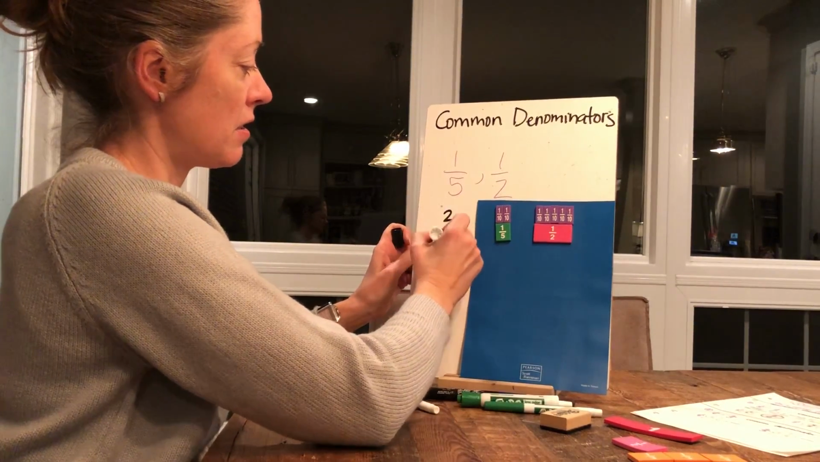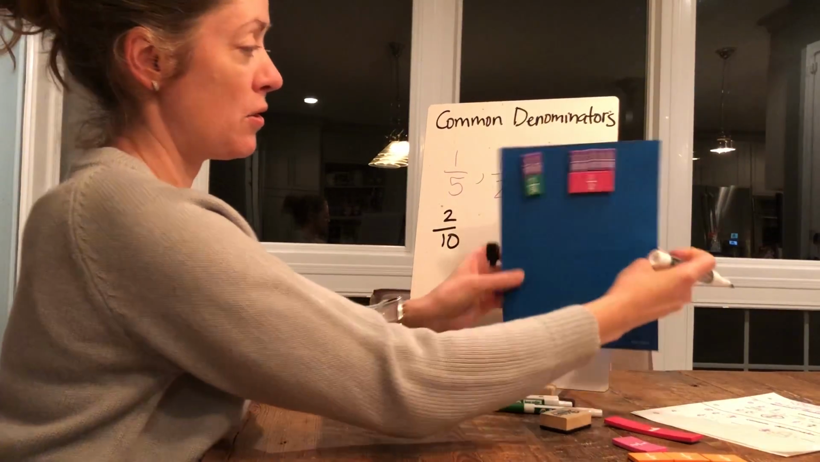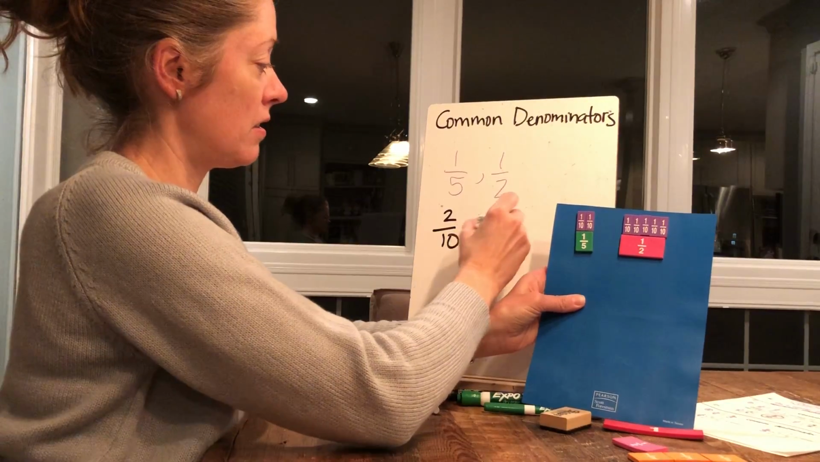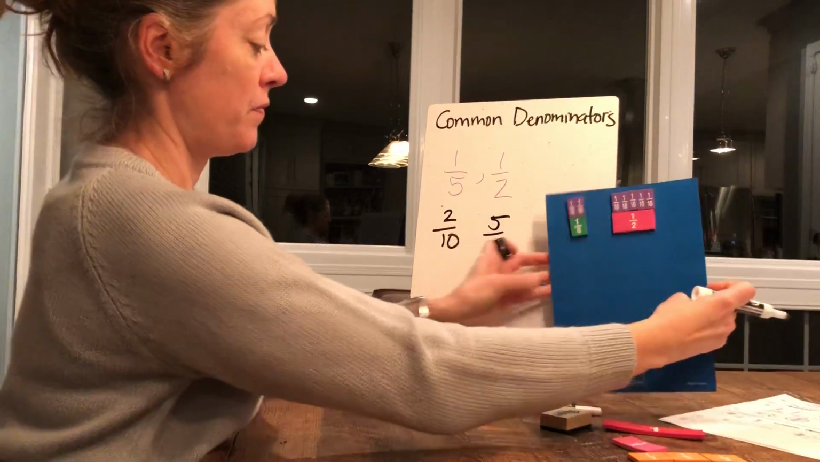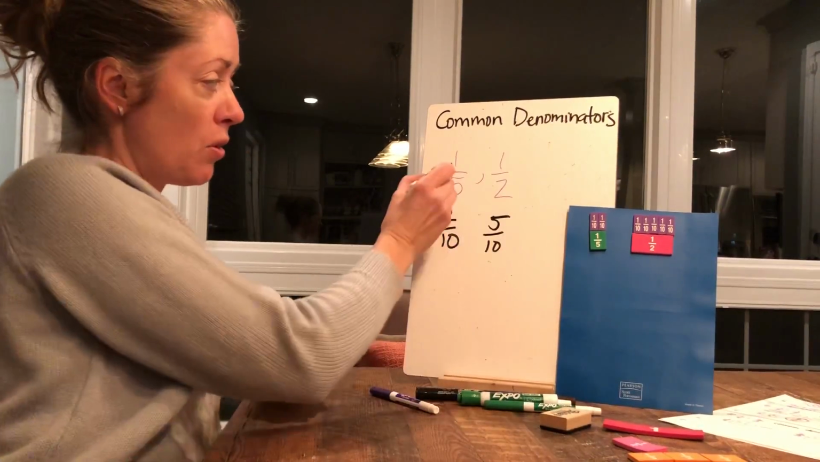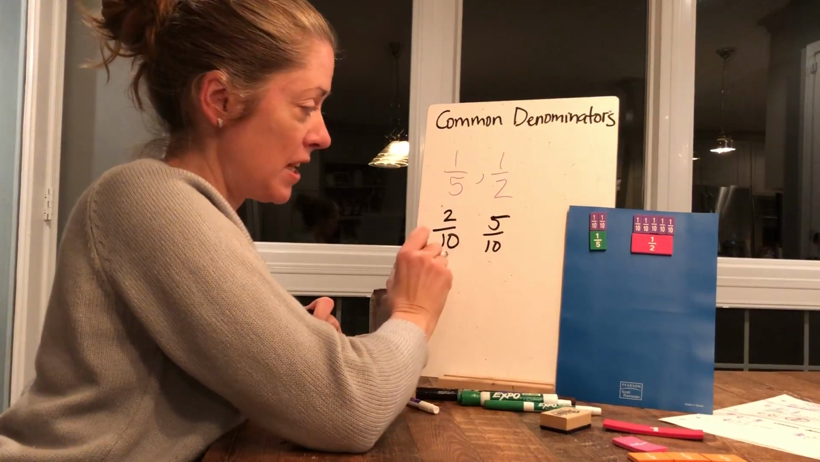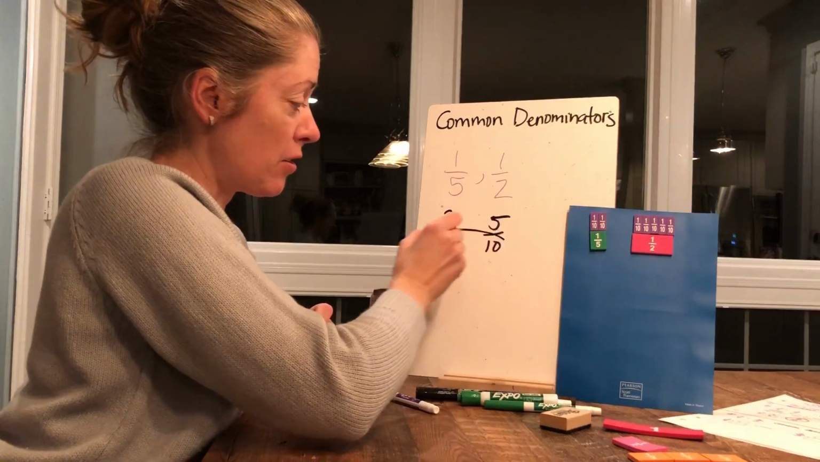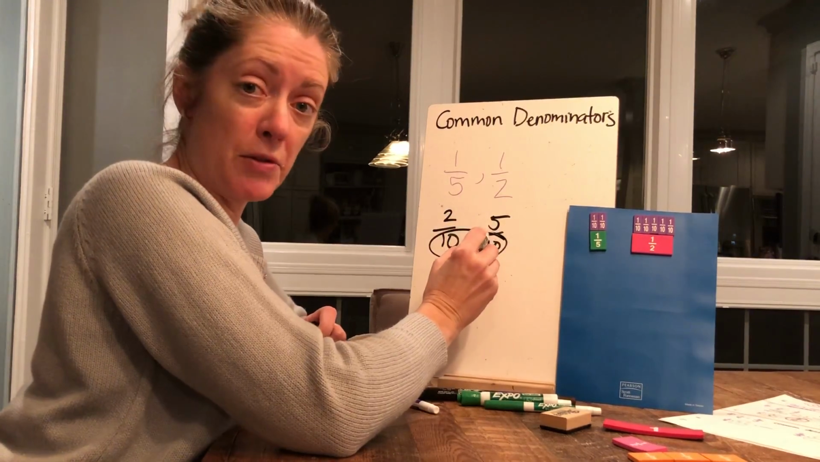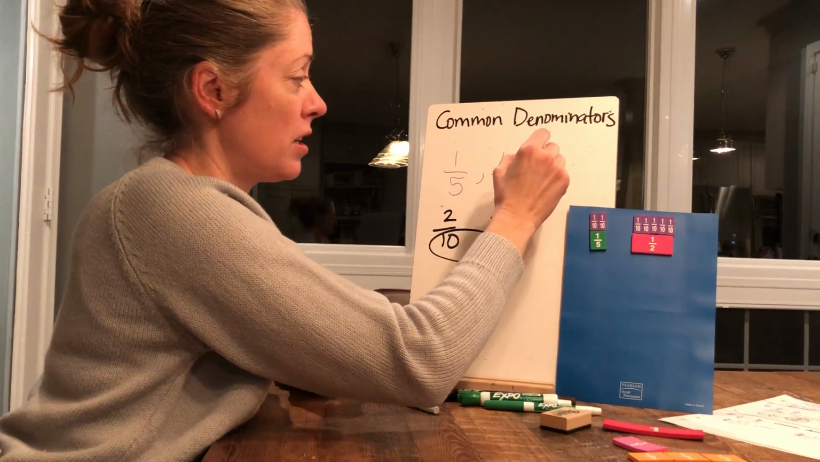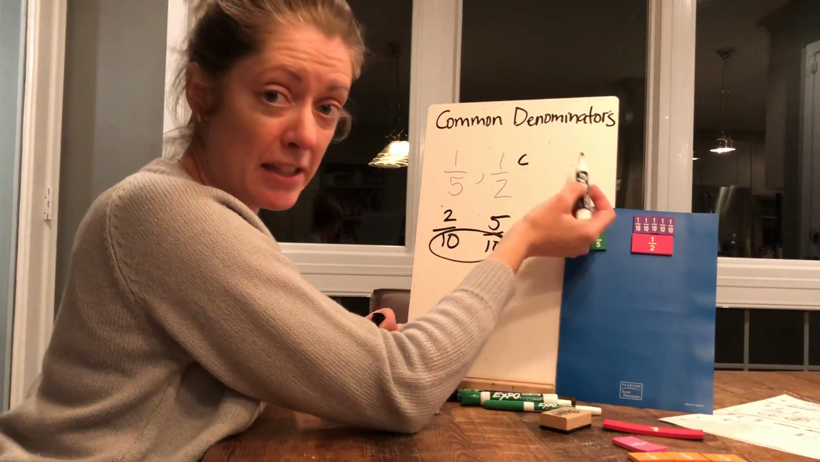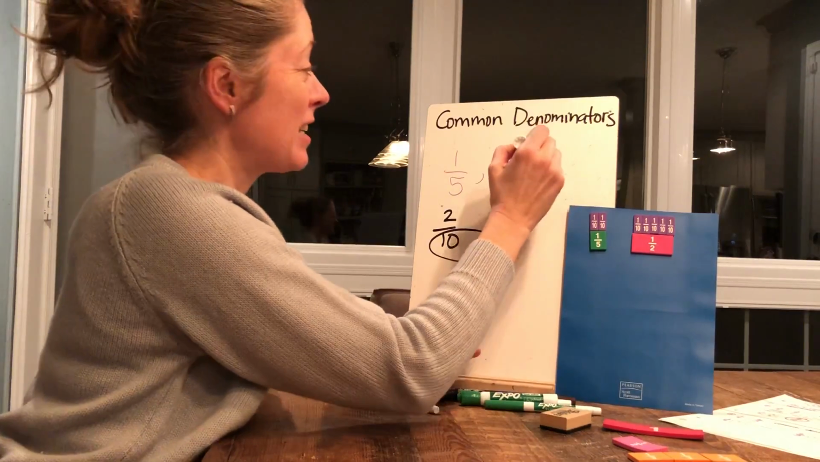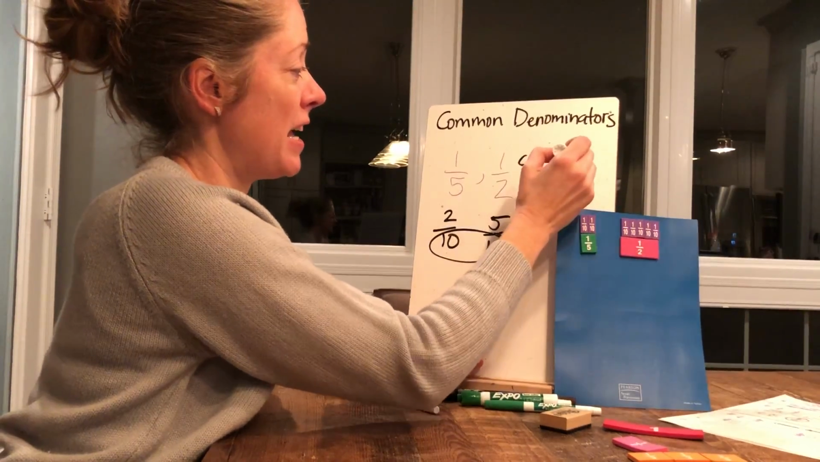2/10, and over here we have 5/10. So now we have changed 1/5 to 2/10 and 1/2 to 5/10. And here is the common denominator. So the common denominator, I'm just going to call it CD just to make this easy for me to write. Common denominator is 10.